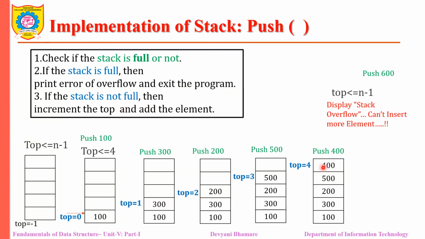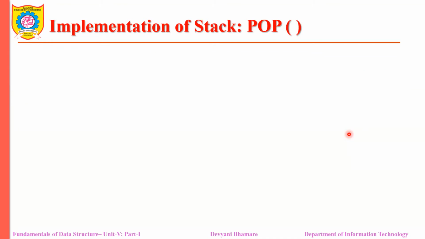Now in this case our top is 4. So is 4 less than n minus 1, right? Meaning is 4 less than 4? No, that means the condition is false. So we say that the stack is full and we can't perform the push operation or insert that element.